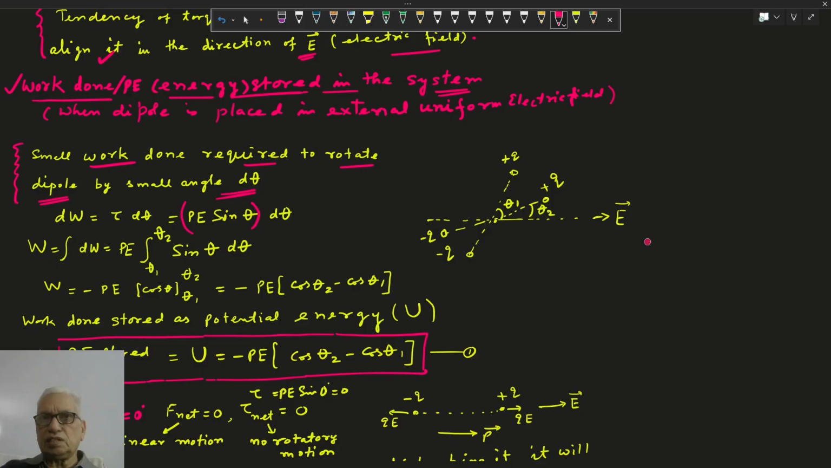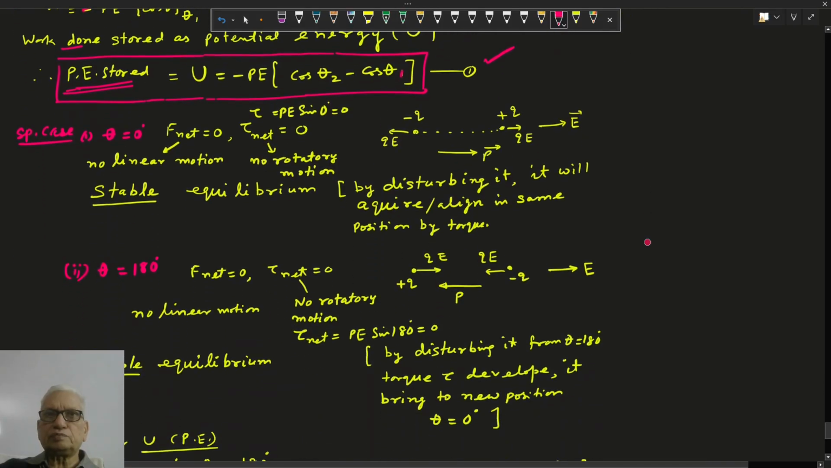If we want the total, we integrate from initial angle theta 1 to theta 2, so work done will be the integral of PE sin theta d theta from initial angle theta 1 to final angle theta 2. The integration of sin theta is minus cos theta, so upper limit minus lower limit. This is the formula of work done: minus PE in bracket cos theta 2 minus cos theta 1. This work done is stored as the potential energy. So the potential energy stored here is minus PE bracket cos theta 2 minus cos theta 1. This is the final formula given by the equation.